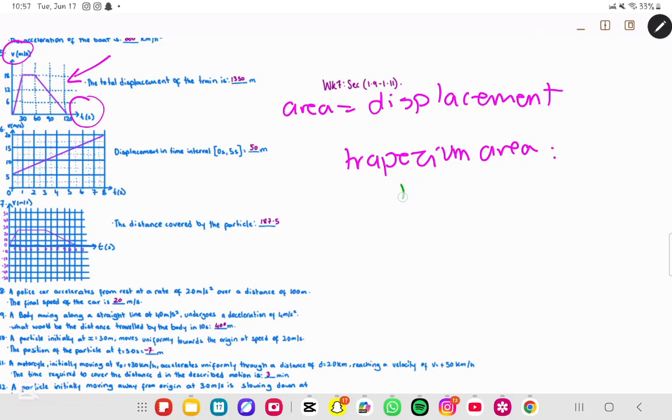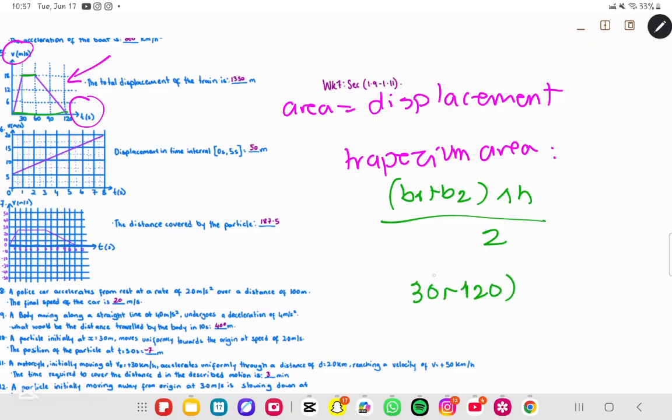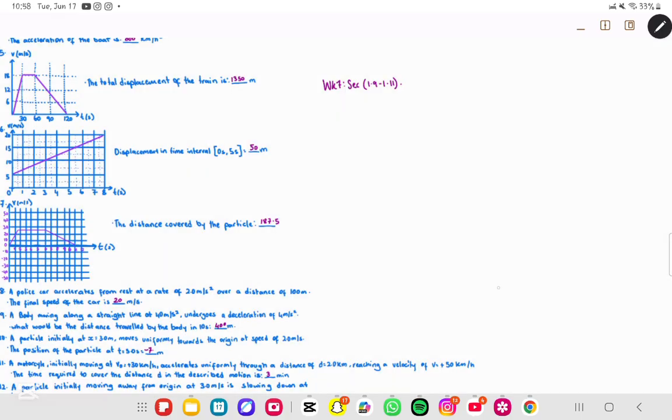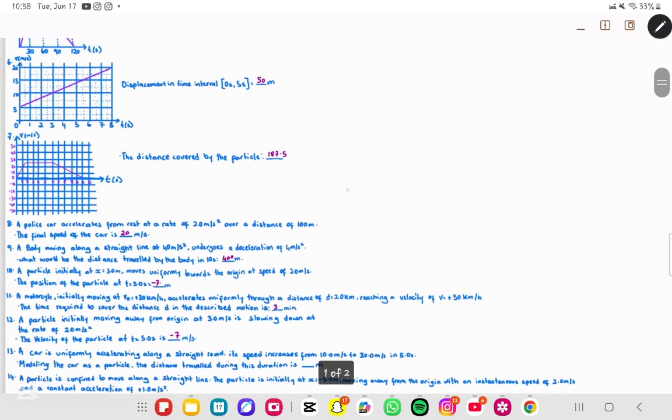Its area is base 1 plus base 2 times the height over 2. So base 1 is this base over here. So 60 minus 30, which is 30. Plus base 2, which is from 0 to 120, which is 120. Times the height, which is 18. Divided by 2, so you'll put it on the calculator. 30 plus 120 times 18 divided by 2. It will give us 1350.